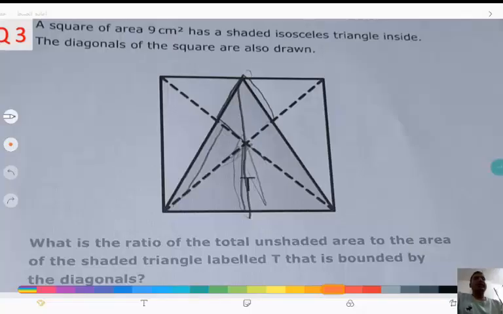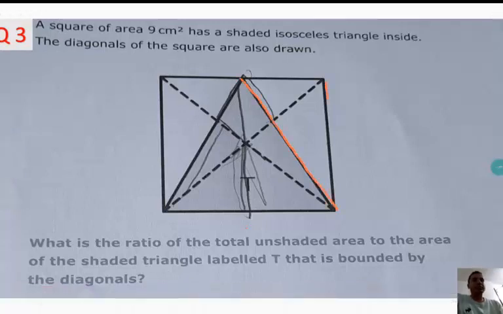A square of area 9 cm square has a shaded isosceles triangle inside. The diagonals of the square are also drawn. What is the ratio of the total unshaded area to the area of the shaded triangle labeled T that is bounded by the diagonals? He wants you to find the ratio between the unshaded triangles here, this one and this one, and this area, the triangle T.